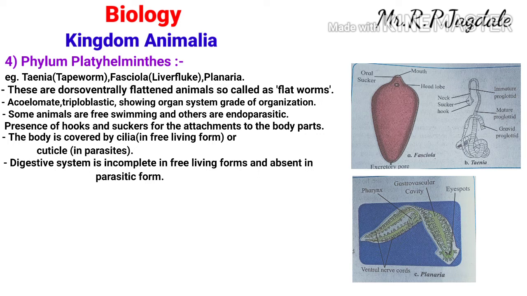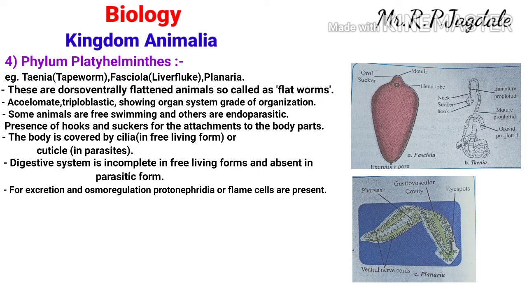And here is one special characteristic feature: for excretion and osmoregulation, the organisms of the Platyhelminthes have protonephridia or flame cells.